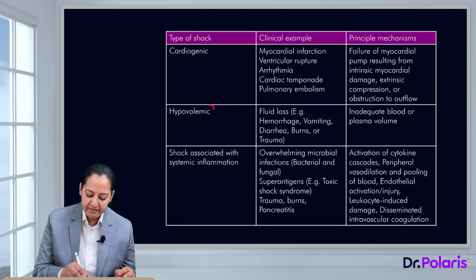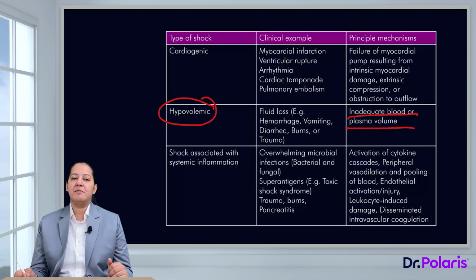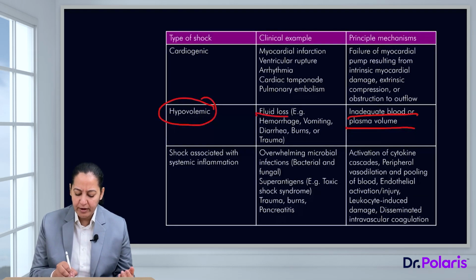The first shock we have studied is hypovolemic shock. The cause is inadequate blood or inadequate plasma volume. It is less than 5 liters in the human body. It can be due to trauma, fluid loss, hemorrhage, vomiting, diarrhea, burns, anything.